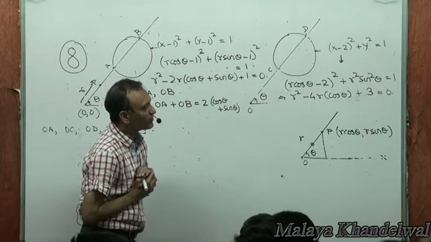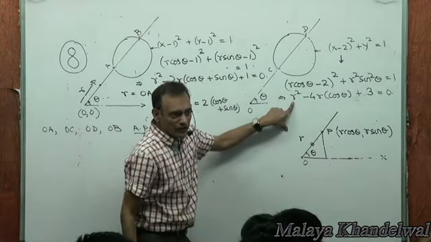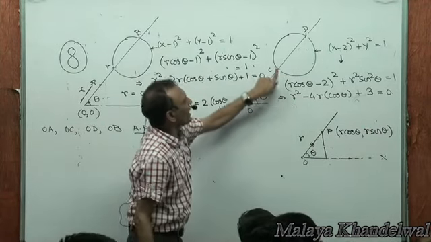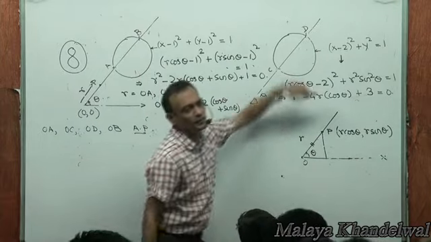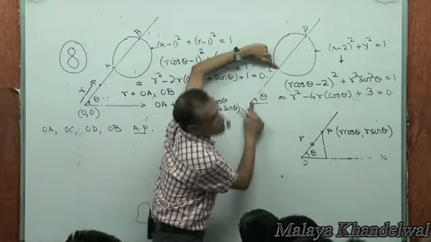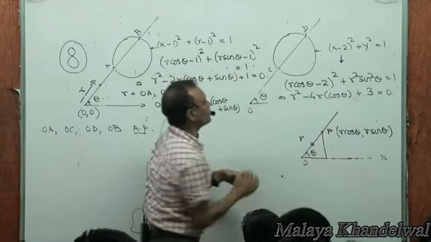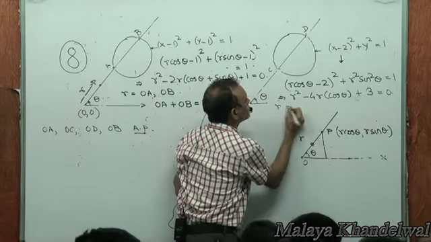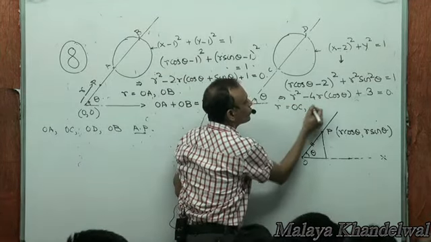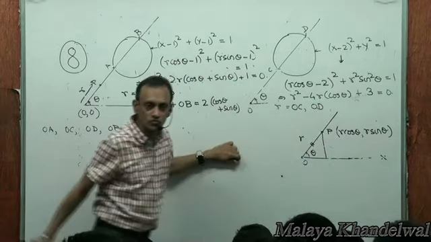I hope all of you understand whatever I've done here. It's a quadratic in R. One value of R would be R of C, the other value of R would be R of D. R of C means OC, R of D means OD. That means the roots of this quadratic would be R equal to OC and OD. OC and OD would be the roots of this quadratic.